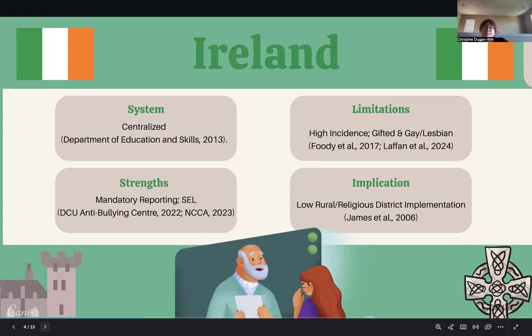The limitations of Ireland's system are that the bullying rates, despite this work, remain near global averages. And gifted and gay and lesbian students are disproportionately targeted. So the implications of their system being centralized is that there are certain areas in Ireland, very rural areas, very religious areas, where the implementation does not happen with fidelity. And evolving cultural diversity in Ireland is an ongoing challenge. The reference for that is McGuckin and Lewis 2016. That is not up on the page.